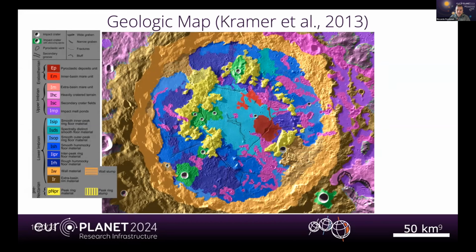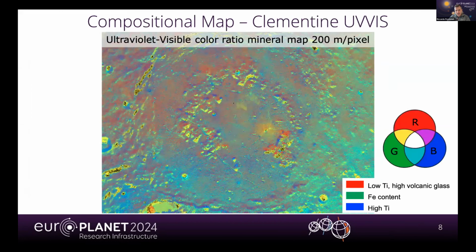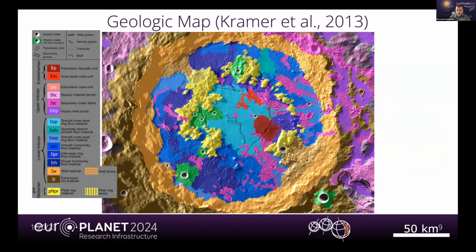So probably this infilling is spectrally distinct, and indeed, it's quite clear that this part here has a distinct composition rather than this yellowish material here. And you see that they mark it as red, so inner basin mare unit. And then, as I told you, because we knew it already from this map, there's possibly a pyroclastic deposit unit around this depression, which is probably a volcanic vent. So you see how high the variability is in terms of geologic units inside this crater.